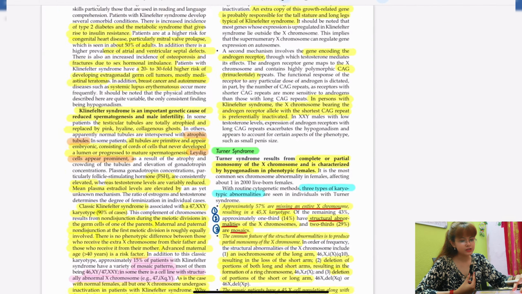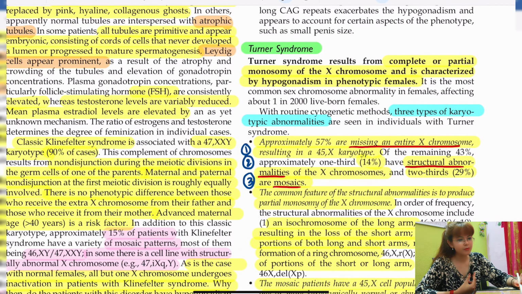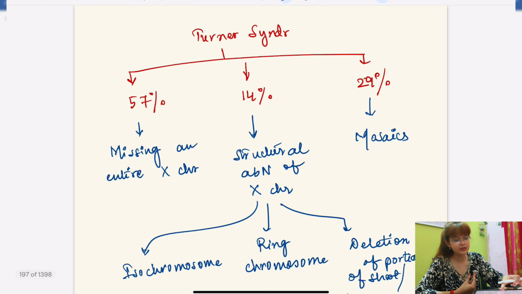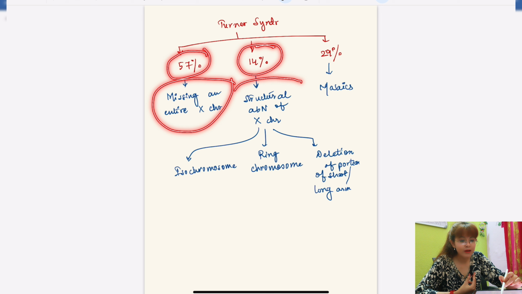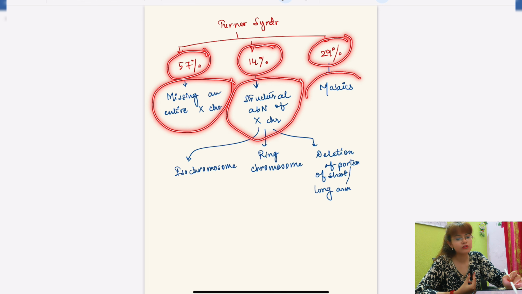Now coming to Turner's syndrome, very, very important. There is a complete or partial monosomy of the X chromosome characterized by hypogonadism in females. Now what are the karyotypic abnormalities seen in Turner's syndrome? There are 3 types you can see here. 57% of them are missing an entire X chromosome. 14% of them have an abnormal structure of the X chromosome. 29% of them are because of mosaics.